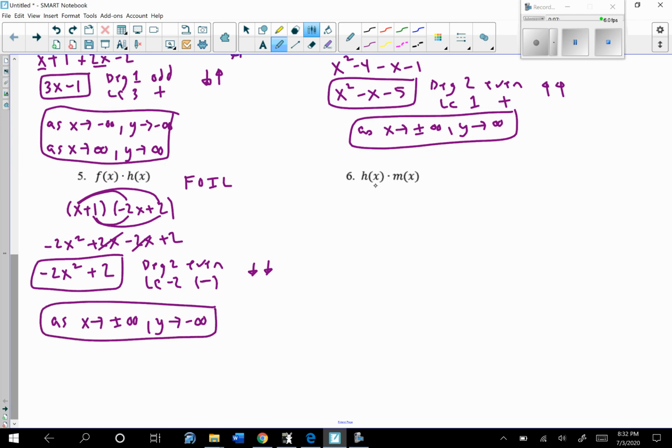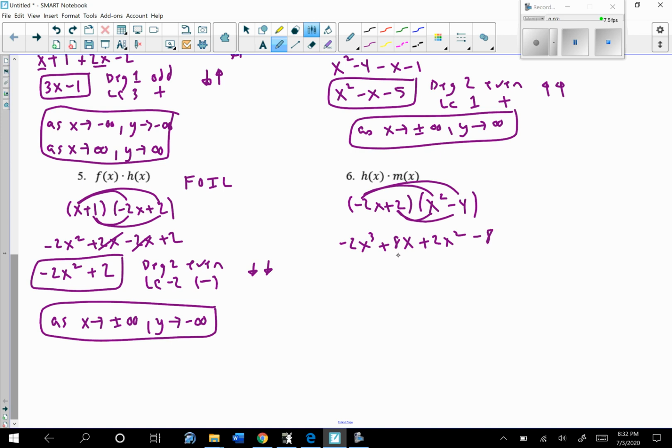Looking at this one, we have h of x times m of x. So h of x is negative 2x plus 2 times x squared minus 4. And then again, we're going to FOIL. So negative 2x times x squared is negative 2x cubed. Because remember, when you multiply something with the same base, you add the exponents. Negative 2x times negative 4 is plus 8x, plus 2x squared minus 8.